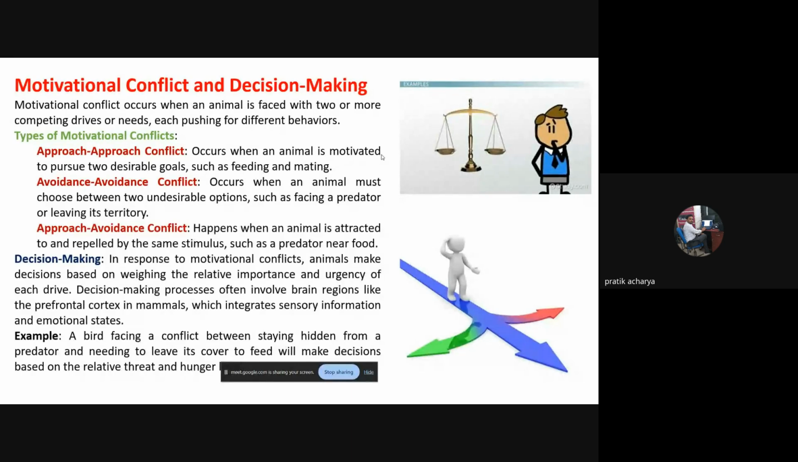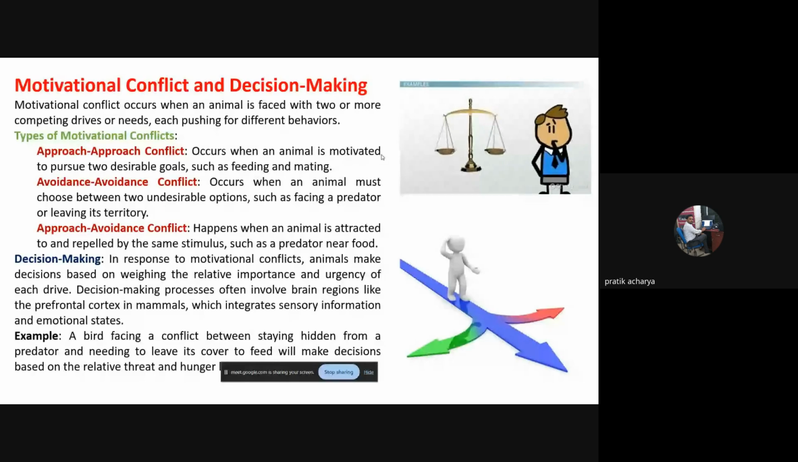Motivational conflict occurs when an animal is faced with two or more competing drives or needs. If we have more basic needs, we have to choose. In every sense, if we have more sources, then we have to choose one source, the good source among them. So in animal behavior also, this kind of conflict is there. Conflict means you have to choose from more than one thing.